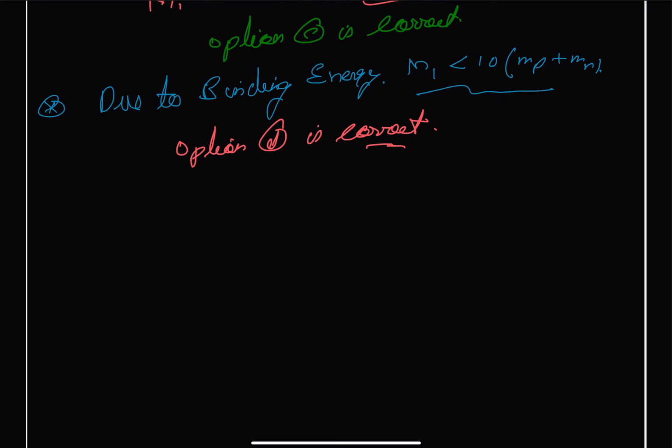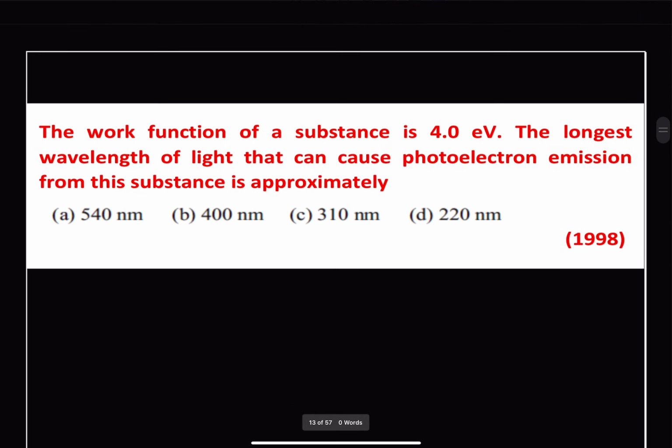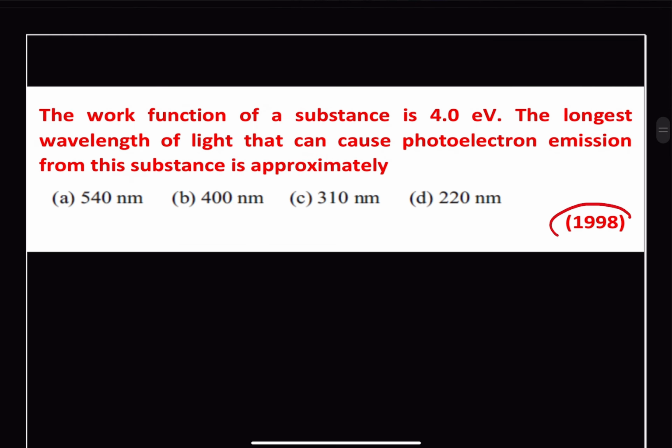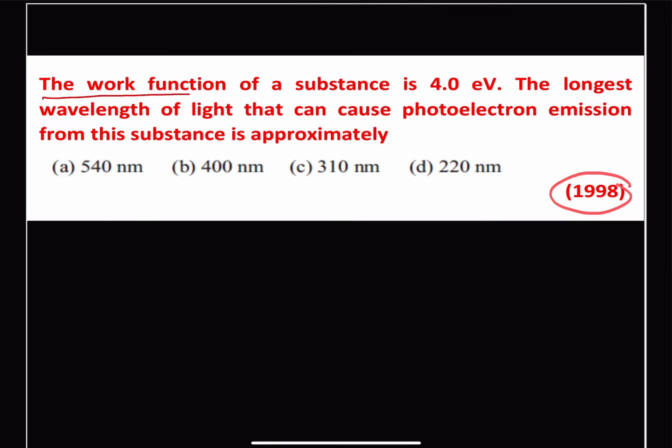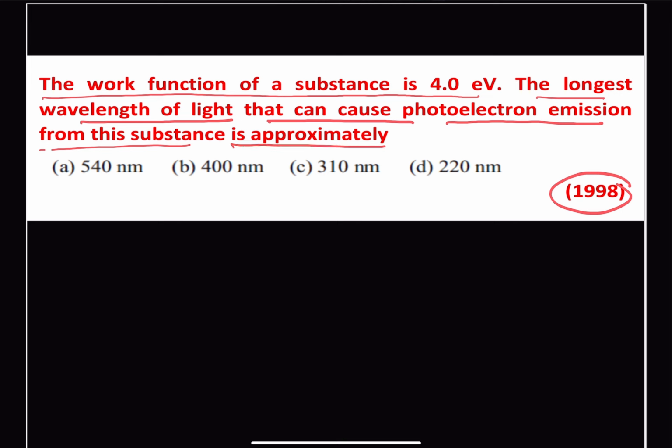Next question. It was asked in the year 1998 and states that the work function of a substance is 4 electron volt. The longest wavelength of light that can cause photoelectron emission from this substance is approximately. So here we are given the work function and we have to find out the longest wavelength, that is lambda max.